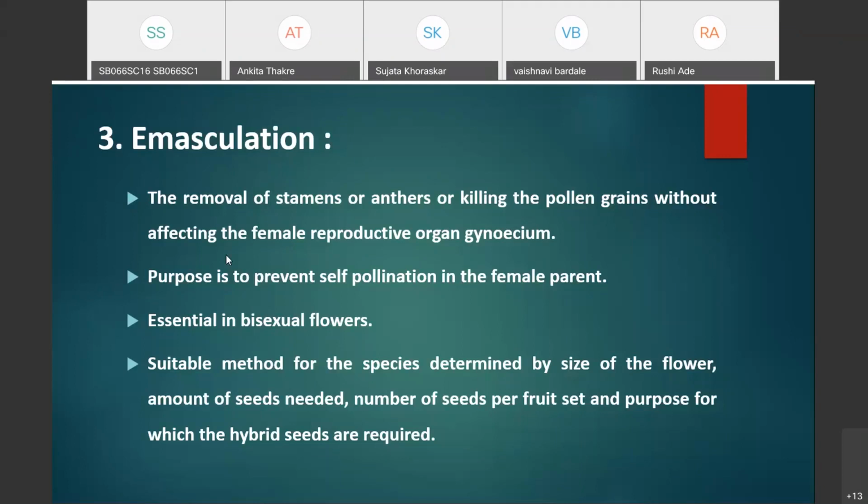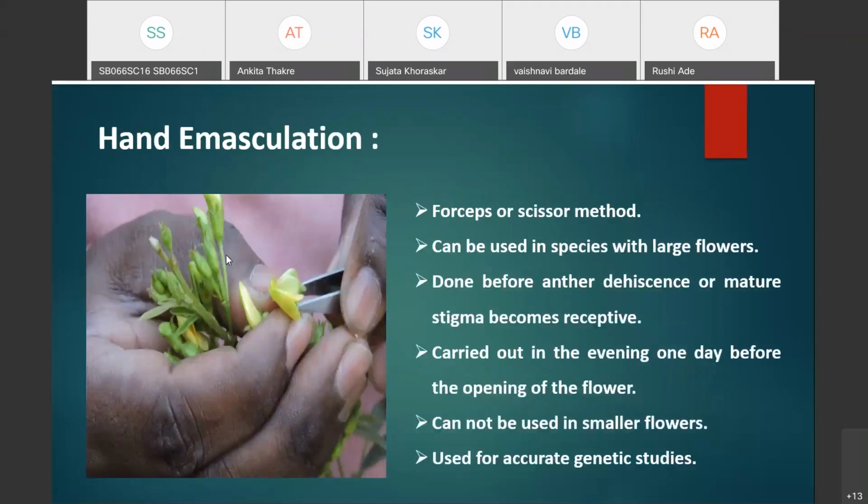Okay, in this one you have to define emasculation, the basic concept of emasculation, and then the different methods of emasculation. Here the first method you can see is the hand emasculation method, which is also referred to as the forceps or the scissor method. Generally, as we have discussed, the hand emasculation method can be used in species which have larger sized flowers.